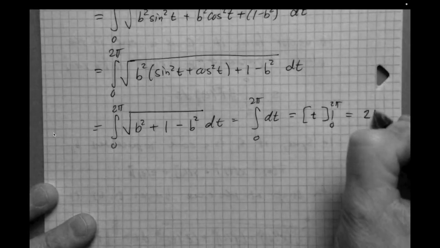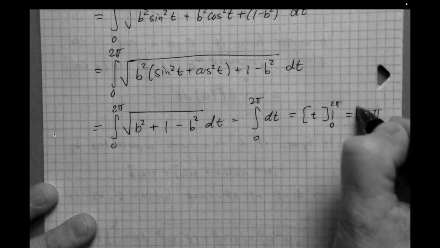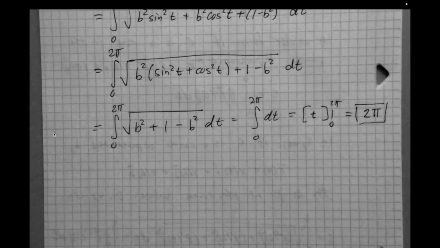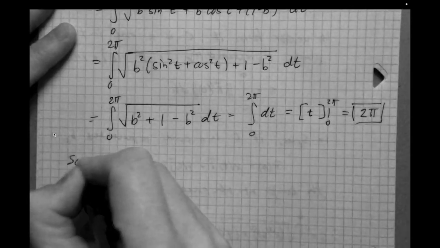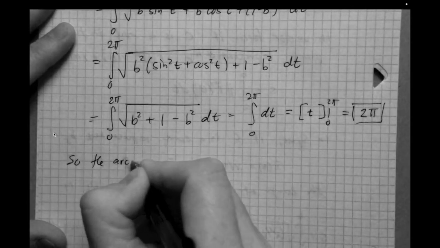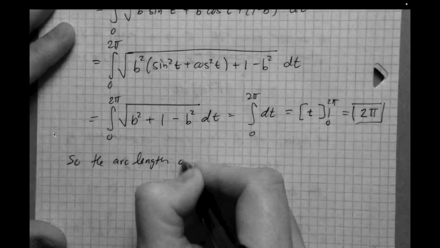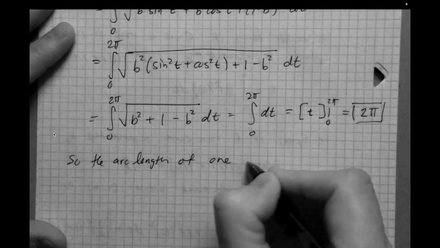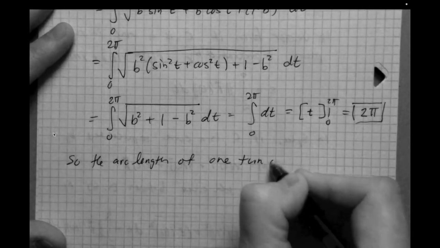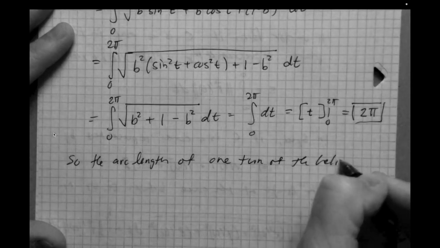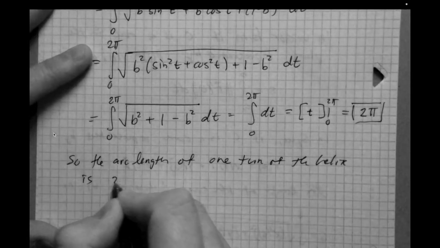So the arc length here, s, is going to be equal to 2 pi. All right, so the arc length of 1 revolution, or we'll say 1 turn of the helix, is 2 pi.